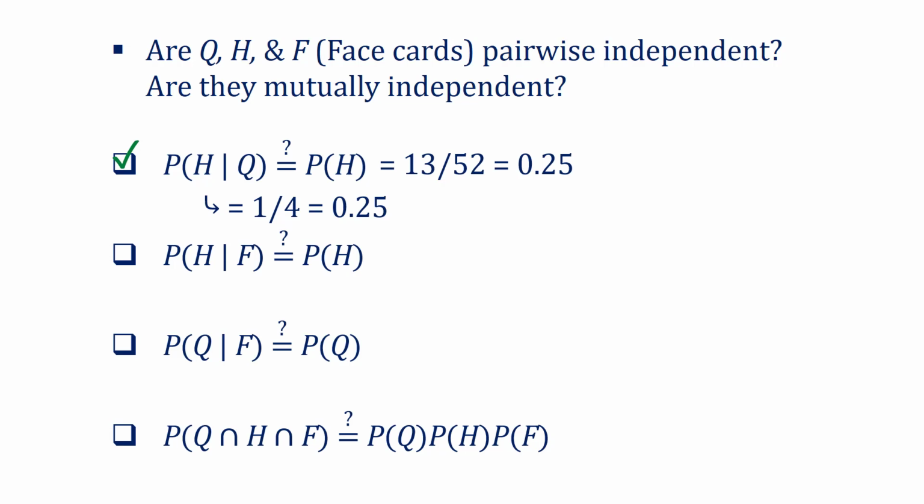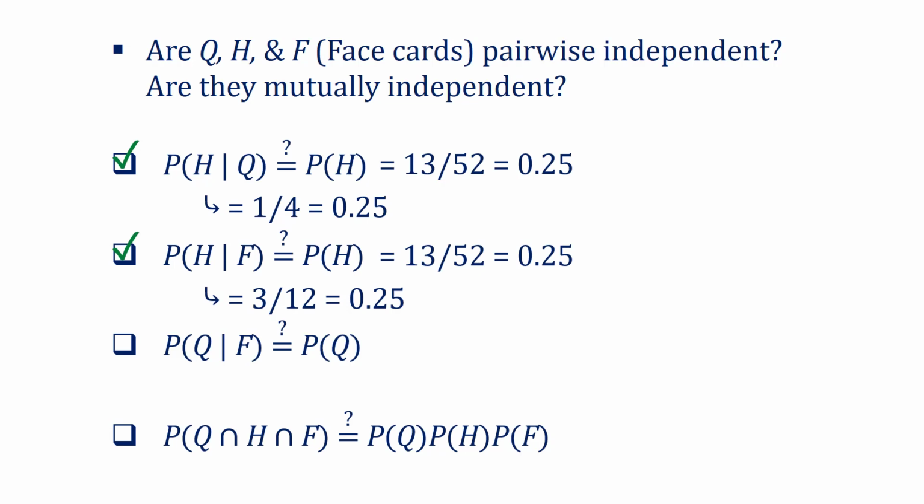Cool. Next one. Hearts and face cards. You know that a card is a face card, so you know it's one of the jacks, queens, or kings, and I ask you what's the probability that it's a heart. Well, out of those 12 possible cards, there are 3 hearts. The jack of hearts, the queen of hearts, the king of hearts. So 3/12 is 0.25. And as we just saw, probability of hearts is also 0.25. So hearts and face cards are also independent. So what we've seen so far is the value of the card doesn't tell me anything about the suit of the card, and vice versa.